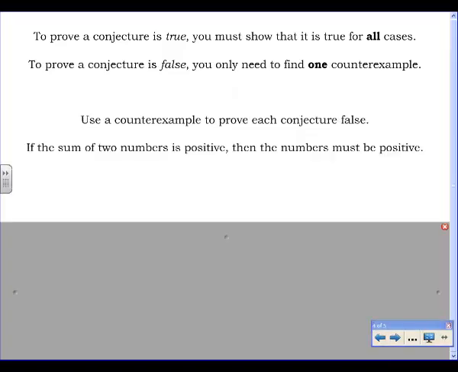In our first example, we need to disprove the statement, if the sum of two numbers is positive, then the numbers must be positive. So here we're looking for a way to get a positive sum from numbers that aren't both positive. Let's start by choosing a positive sum. How about 6? What are some pairs of numbers we can add together to get 6? 4 and 2, but both of those are positive, so that won't work as a counterexample. 3 and 3, same thing, not a counterexample. Let's try some different types of numbers.